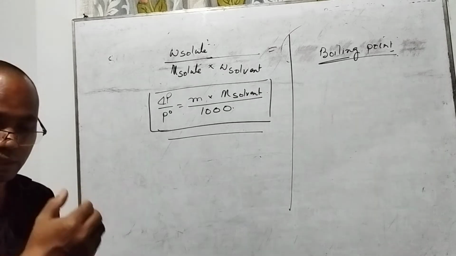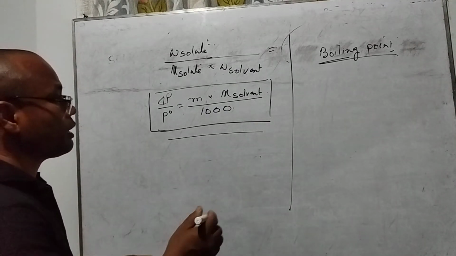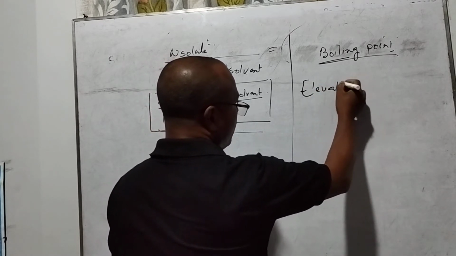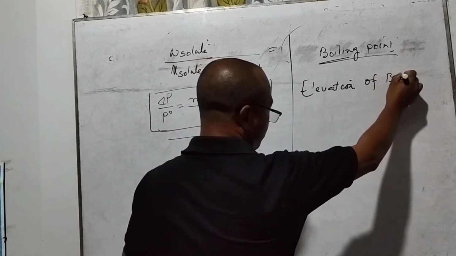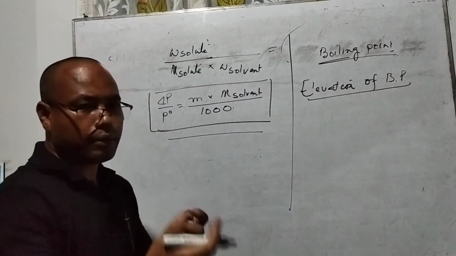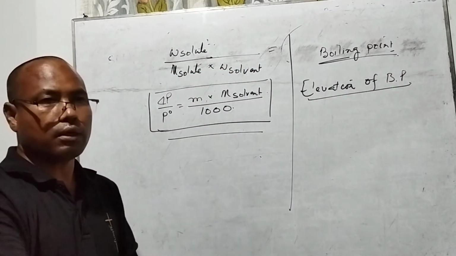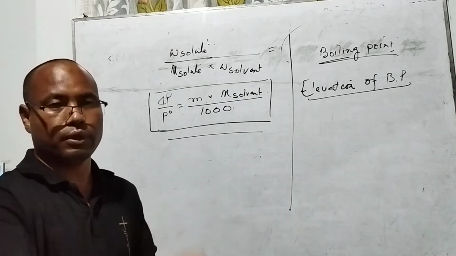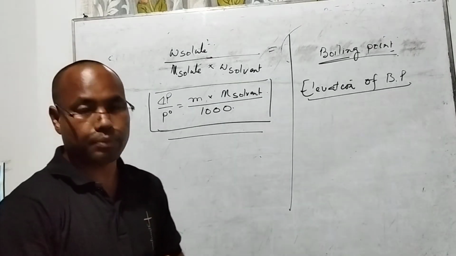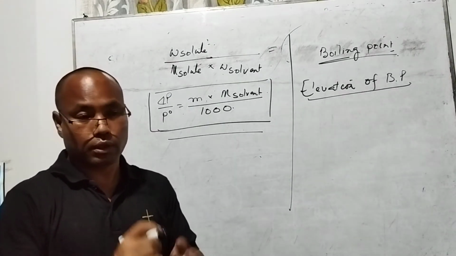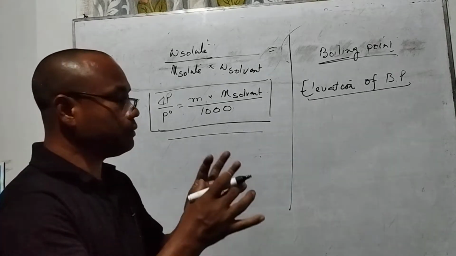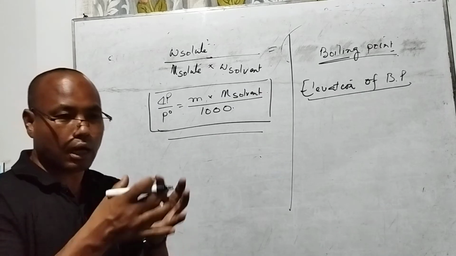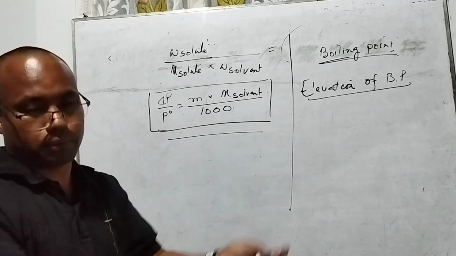We express this in our chemistry language as the elevation of the boiling point, right? So the lowering of vapor pressure of the solution is the elevation of the boiling point of our solution. Keep that in mind. So what is the relation between the lowering of vapor pressure and the increasing of the boiling point?